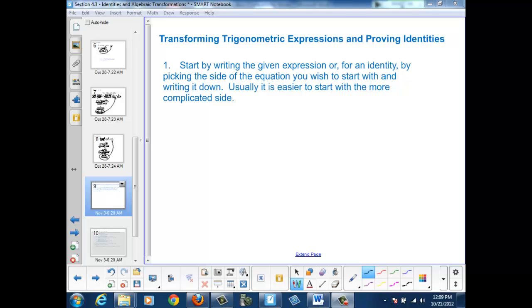Let's recap by discussing the different strategies we can use when we're transforming trigonometric expressions or proving identities. First, start by writing the given expression, or for an identity, by picking the side of the equation you wish to start with and writing it down. Usually it's easier to start with the more complicated side because we can make that more complicated side simpler. There's fewer ways to make things simpler than there are to make things more complicated.